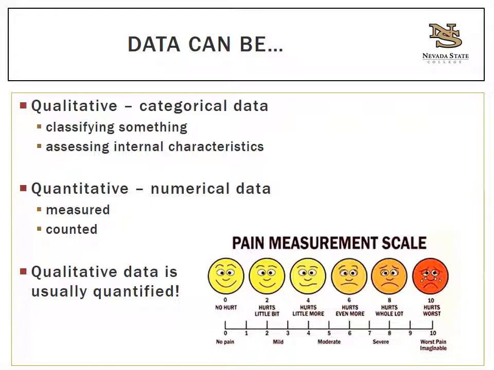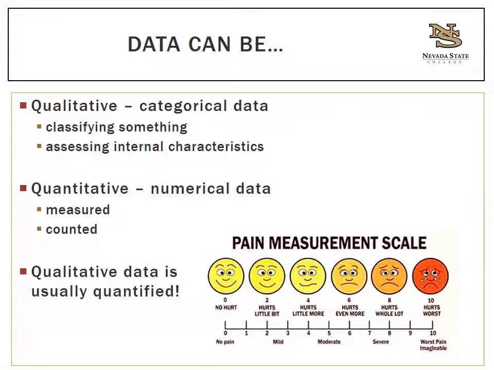So now that I've introduced you to the various sampling strategies used in research and the most common ones, now I want to get into the kind of data that is collected from those various sampling strategies. And we'll start off with the most broad categorization of data, which is qualitative versus quantitative. So qualitative is really just categorical data that allows you to classify something like sex or class standing, or to assess internal characteristics or processes. So like attitudes, behaviors, and personality, or maybe the quality of something.